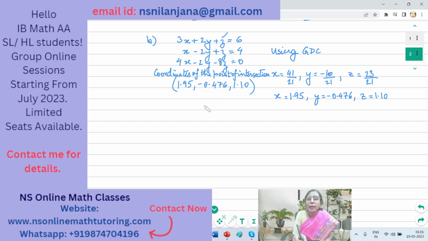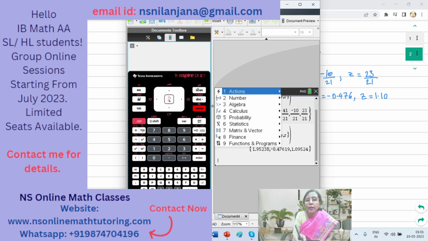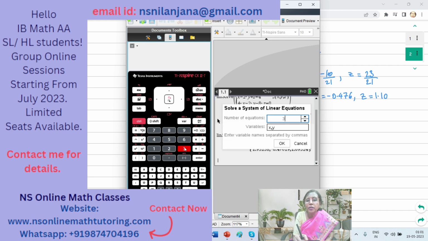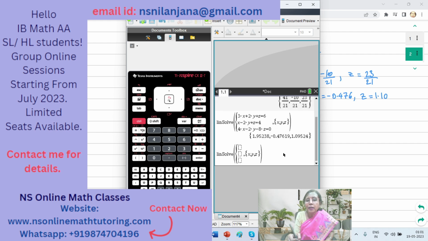Fine. Now let us use 2x minus y minus 4z in place of this. Let us check what values we get. Again, we will go to menu, algebra, and solve system of linear equations. It will be 3 equations. Again, the first two remain the same, so I can just copy 3 times x plus 2 times y plus z equal to 6. Second one is x minus 2 times y plus z equal to 4. And the third one, I'll be straight away dividing by 2.